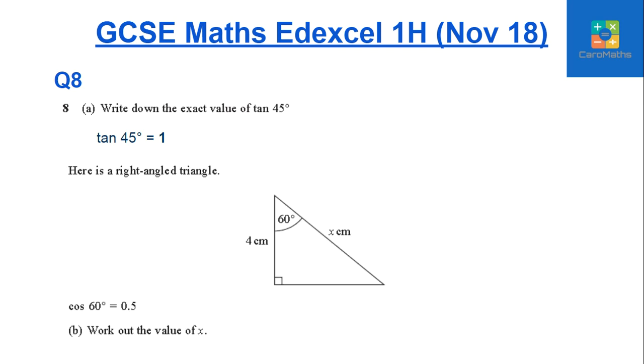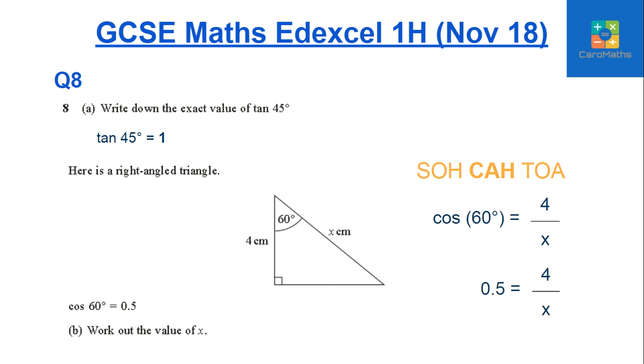Here is a right angle triangle. Cos of 60 degrees equals 0.5. B. Work out the value of x. And here you need your SOHCAHTOA to work it out. And in this case we need the C. So the cosine is the adjacent over the hypotenuse. So we've got cos of 60 degrees equals 4 over x. And we're given that cos 60 degrees equals 0.5. So we can say 0.5 equals 4 over x. And then rearrange that to get x equals 8.